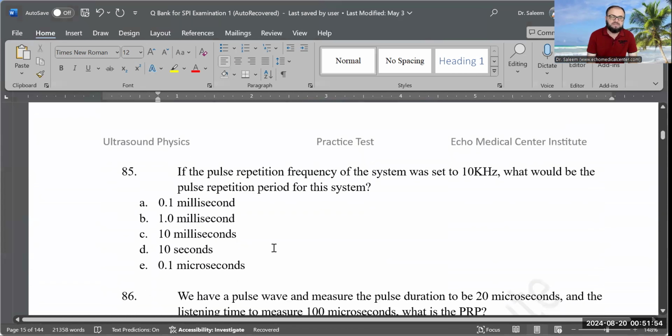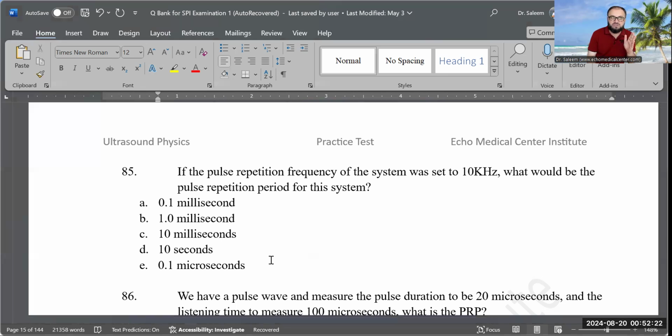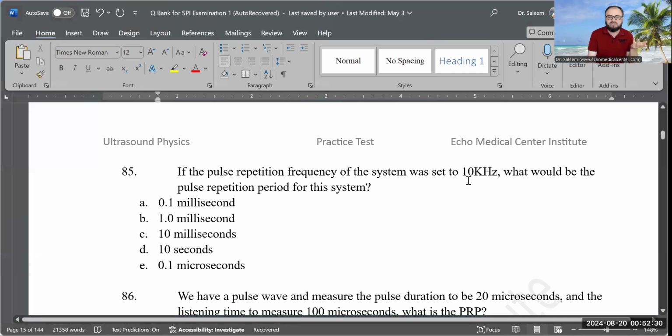Okay. It says, if the pulse repetition frequency of a system is set to 10 kilohertz, so the PRF is 10 kilohertz, what would be the pulse repetition period, PRP? What do you think, how do we calculate that? The answers are 0.1 millisecond, 1.0 millisecond, 10 milliseconds, 10 seconds, or 0.1 microsecond. If you remember, the formula is PRP equals 1 divided by PRF, and PRF equals 1 divided by PRP. Here we are looking for PRP, correct? So we have a PRF, so it means 1 over 10, and that will be 0.1.